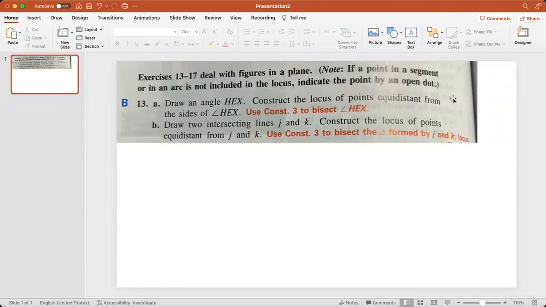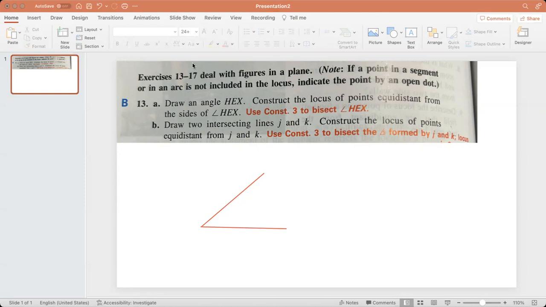Okay, here's your answer for number 13, A and B. Well, you can see the answers there in red. So let's see. Question number one states draw angle HEX. It doesn't say acute, right, or obtuse. So I'm just going to draw an angle. So this will be angle HEX.